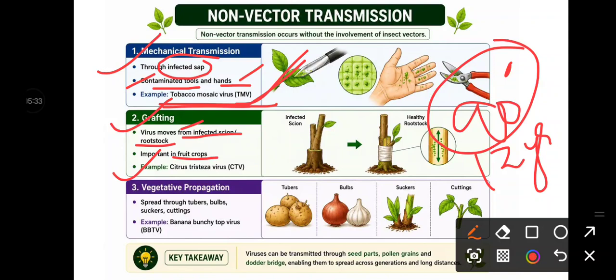The next important mode of non-vector transmission is vegetative propagation. Through this mode, the virus is transmitted or spread through tubers, bulbs, sucker cuttings, whatever vegetative propagation planting materials are used. The best example is banana bunchy top virus, where the virus spreads by the infected sucker.